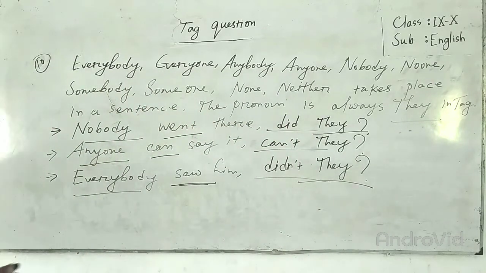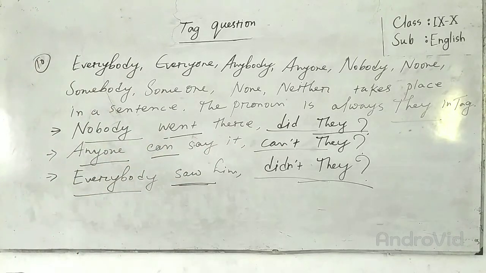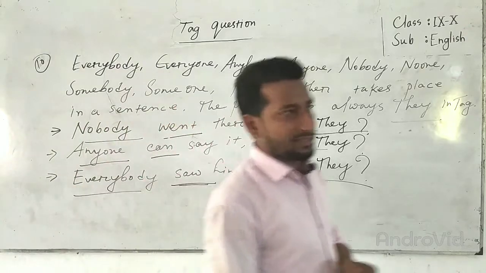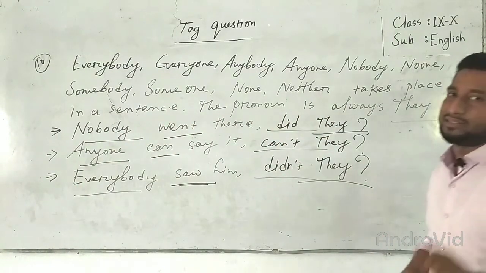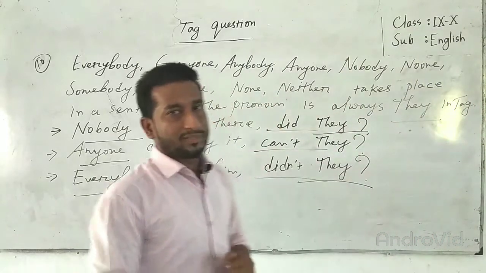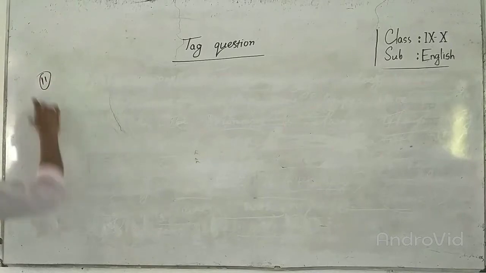Dear students, we should bear in mind that if there is everybody, everyone, anybody, anyone, nobody, no one, somebody, someone, none, neither takes place in a sentence as a subject, the pronoun is always they in tag. Okay. The next one, rule number 11.